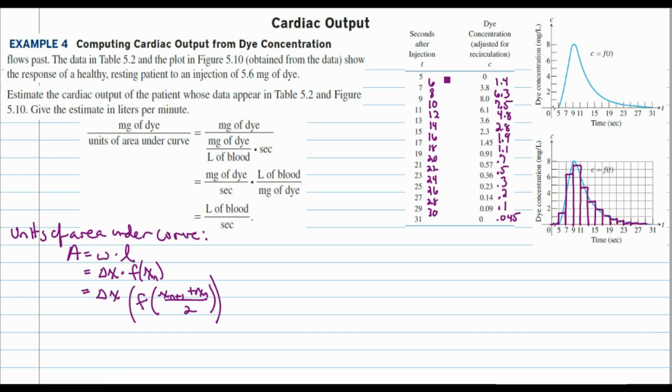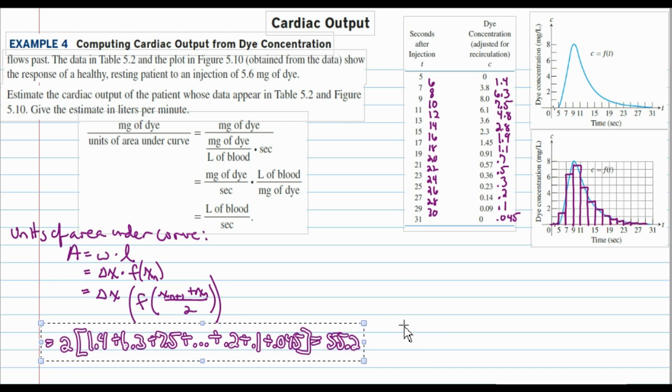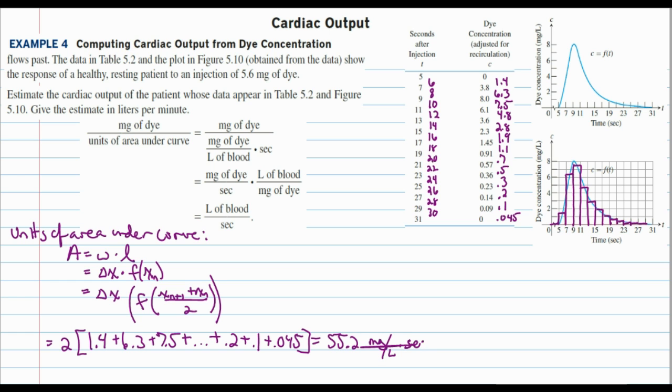Since the delta x, the change in x between each of these x values, is 2, I can factor that on the outside and just sum up all of the f of those middle x values, so all these numbers over here. And I get that that's about 55.2. Now, what is the unit here? Well, the change in x was in seconds, and the y values were in milligrams per liter, so we multiplied those together, so this would be milligrams per liter times seconds.